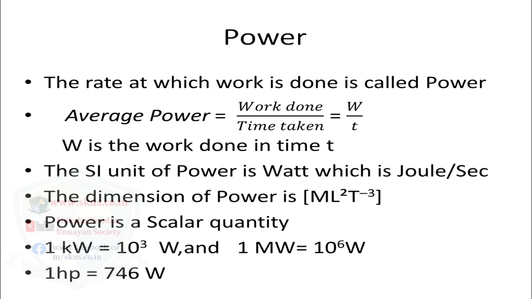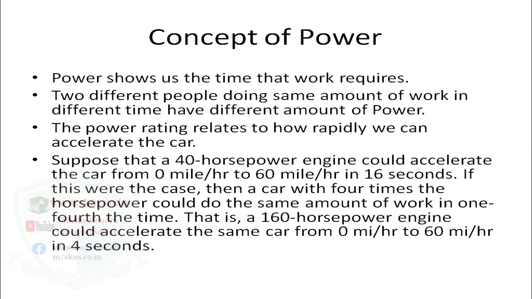Power is a scalar quantity. It has only magnitude, no direction. There are different units for power: 1 kilowatt is equal to 10 to the power 3 watt, 1 megawatt is equal to 10 to the power 6 watt, and 1 horsepower is equal to 746 watt. Now, let's discuss the concept of power. What is power actually doing? Power shows us the time that work requires.